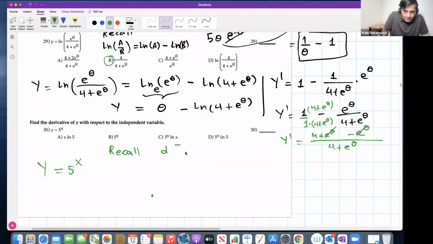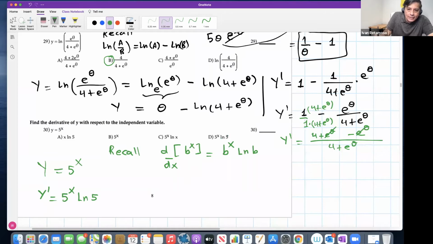The derivative of b, any base, raised to x, with respect to x, is equal to itself, b to the x, right? But since this is not e, it's b, some other base, to compensate for that, there is this factor, natural log of b. This is the formula. Write it down. It's not on the sheets, I think, right? If needed, write it down. But it's very simple to apply. Derivative following this formula should be itself, 5 to the x, times natural log of the base, 5, and done.